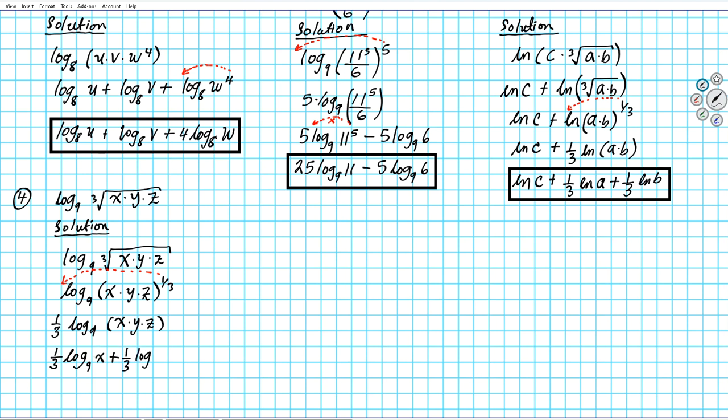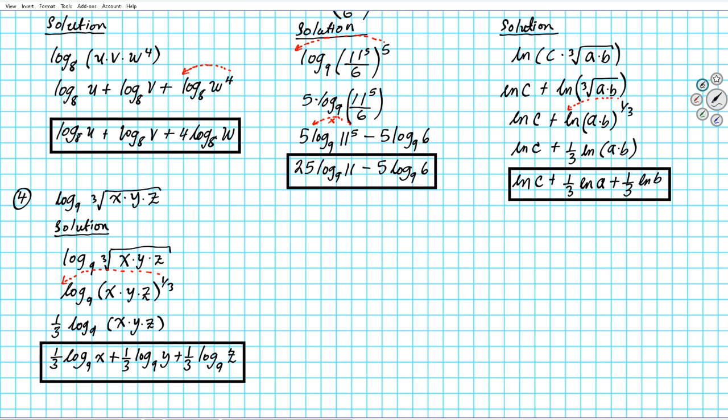1/3 log base 9 of y. Okay. This other multiplication becomes a plus. Distribute the 1/3 log base 9 of z. There goes the answer to question number 4.